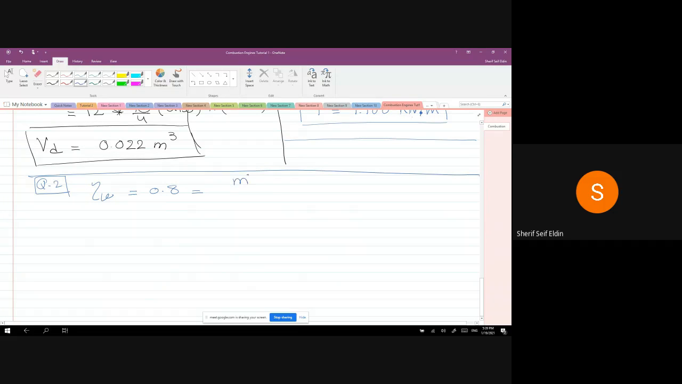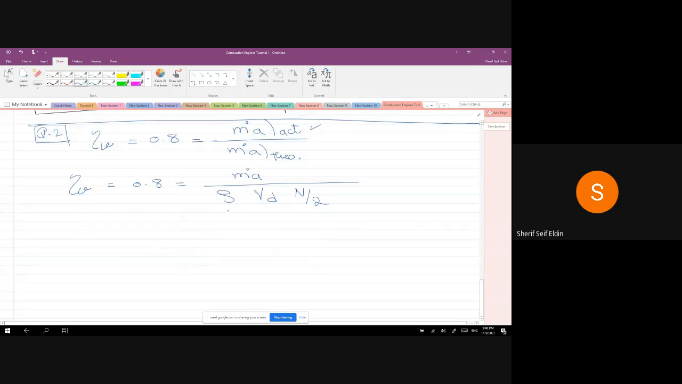And as I told you, the volumetric efficiency is m dot air actual over m dot air theoretical, which is coming from the engine and the cylinder dimensions. So he's asking for the actual air mass flow rate. So this is going to be: volumetric efficiency 0.8 equals m dot actual over rho times displacement volume multiplied by N over 2.